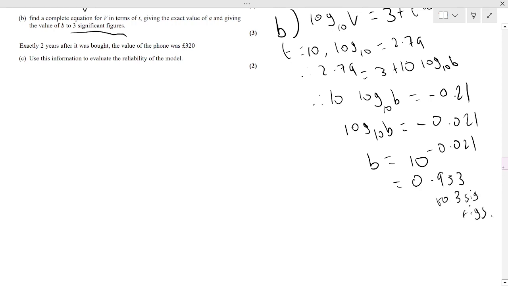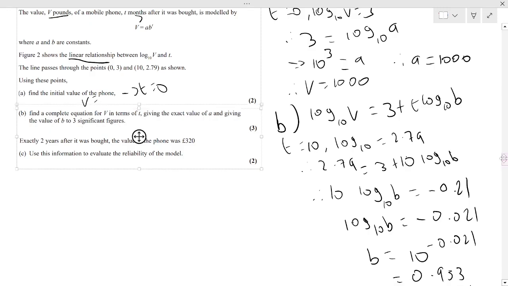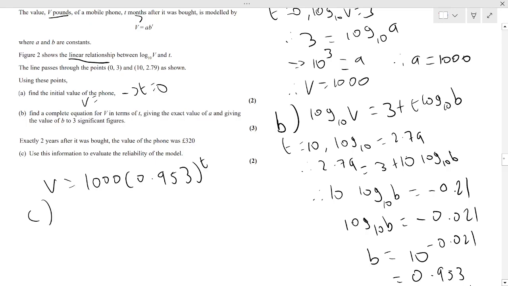Cool. So now we found B. We know A as well. Then it said to find a complete equation for V. What that means is we need to rewrite the equation, but plug in our missing numbers. So A is 1,000, so 1,000 times 0.953 to the T, and that would be your model. Okay, cool.